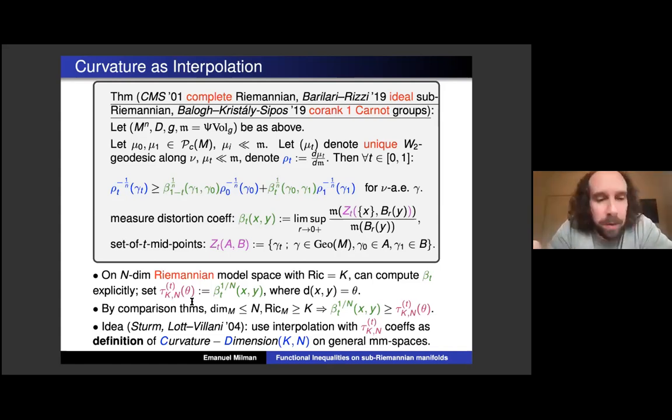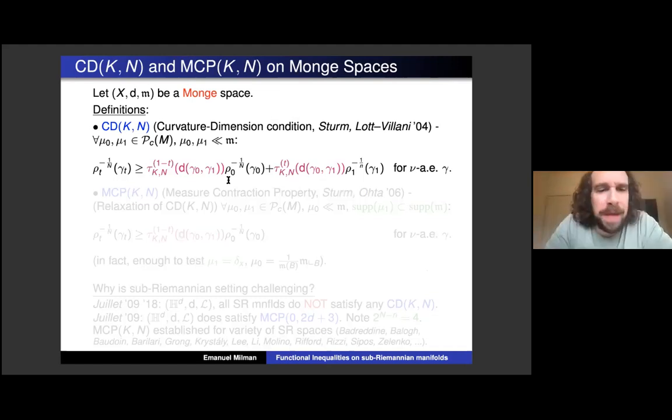And in fact, their theory became very, very successful. Nowadays, more or less any theorem that you can prove in the Riemannian setting, you can also prove for very general metric measure spaces satisfying the CD(K,N) condition. Okay, so what is their definition? On general spaces, their definition is more involved, but in our setting, for what is called the Monge setting, it's exactly what I told you. It basically says that you just want to have this interpolation inequality with the model Riemannian coefficients, tau K,N. Okay, this is the CD(K,N) condition.